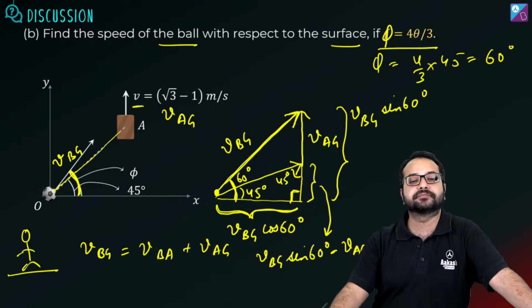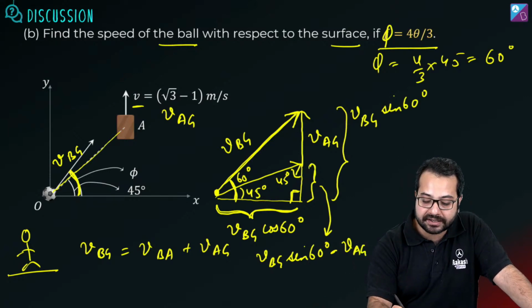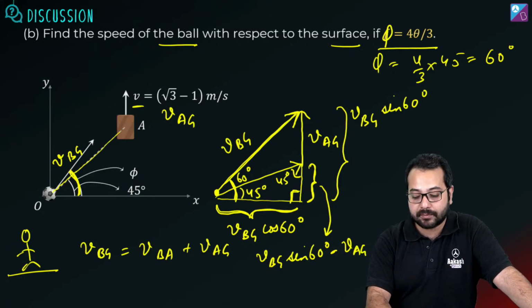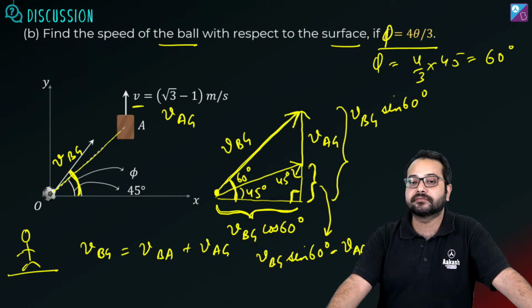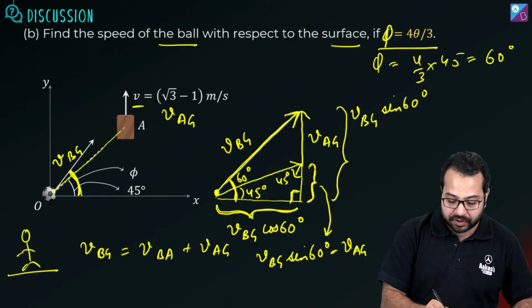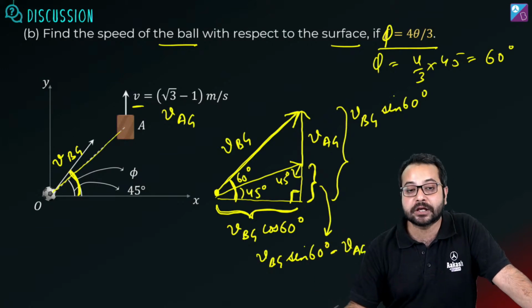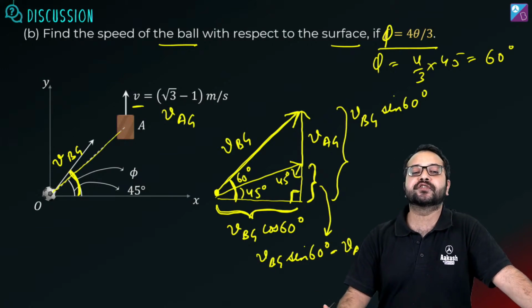Is that correct? Okay, so what are we looking at? We are looking at this. This velocity is going to be VBG sin 60 degree minus VAG. Is that correct? Okay. So what do we know from here? We know that the two distances that we have calculated are going to be equal because they are part of the isosceles triangle.